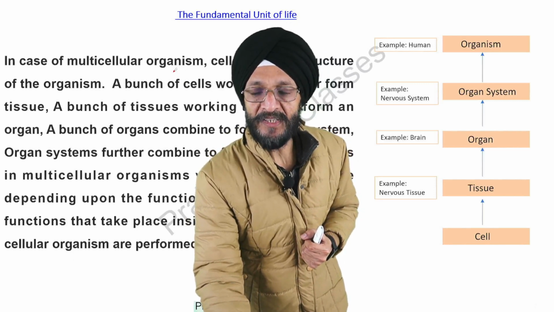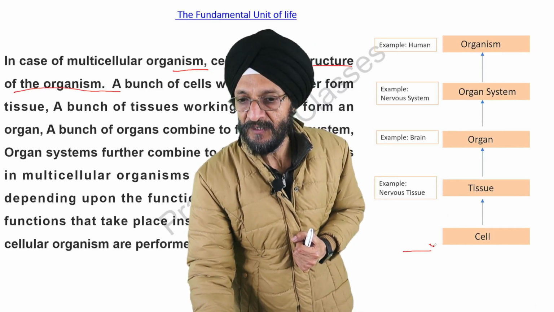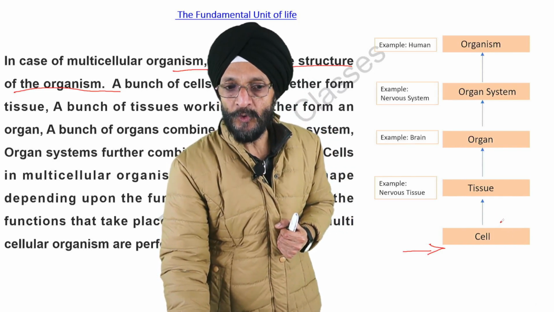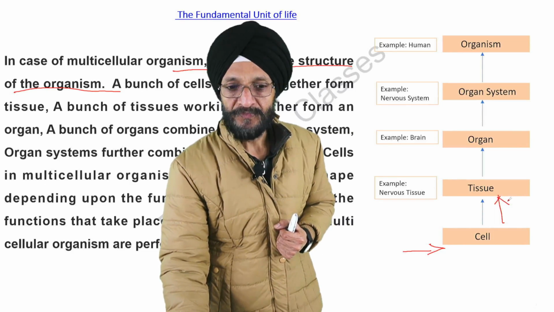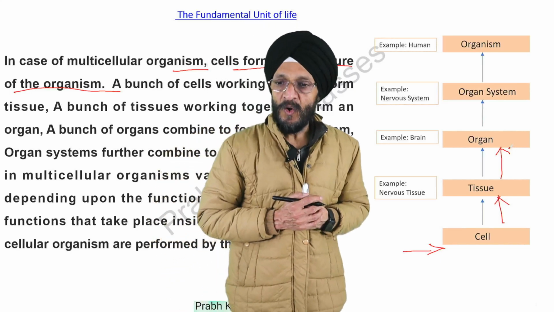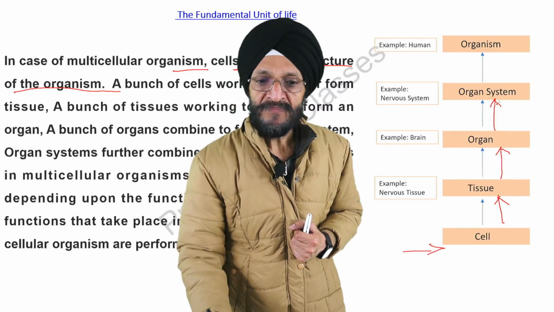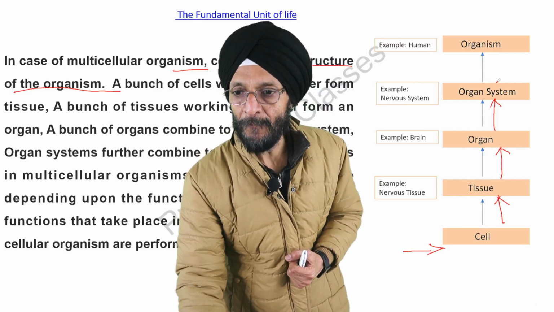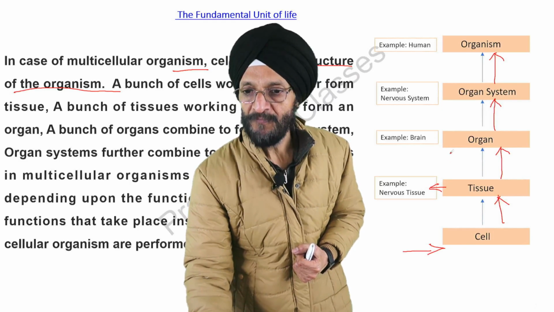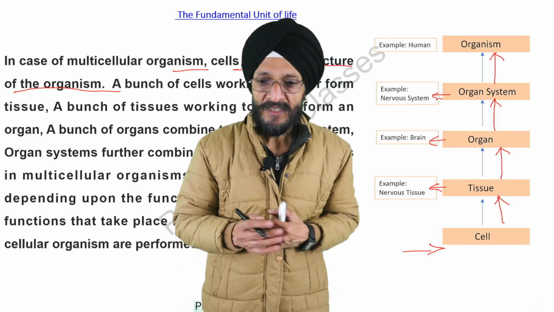In case of multicellular organisms, cells form the structure of the organism. You can see here that the cells form the structure of the organisms. A bunch of cells working together form the tissue, a bunch of tissues working together form the organ, a bunch of organs working together form the organ system, and the organ systems further combine to form the organism. The example of tissue is nervous tissue, example of organ is brain, example of organ system is nervous system.